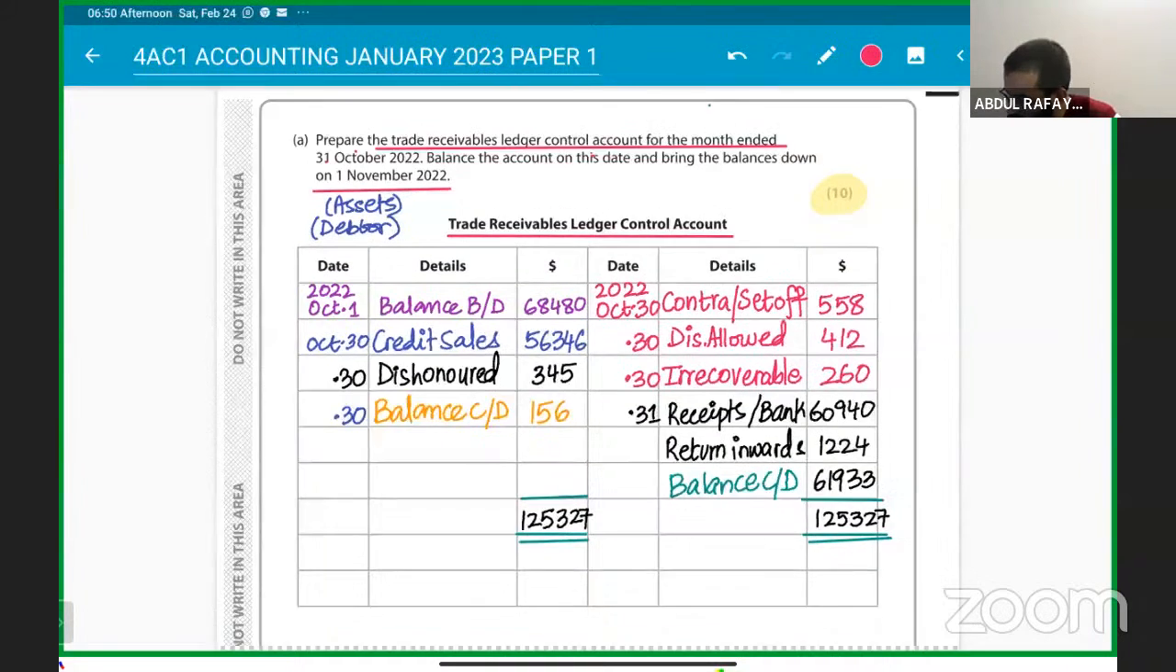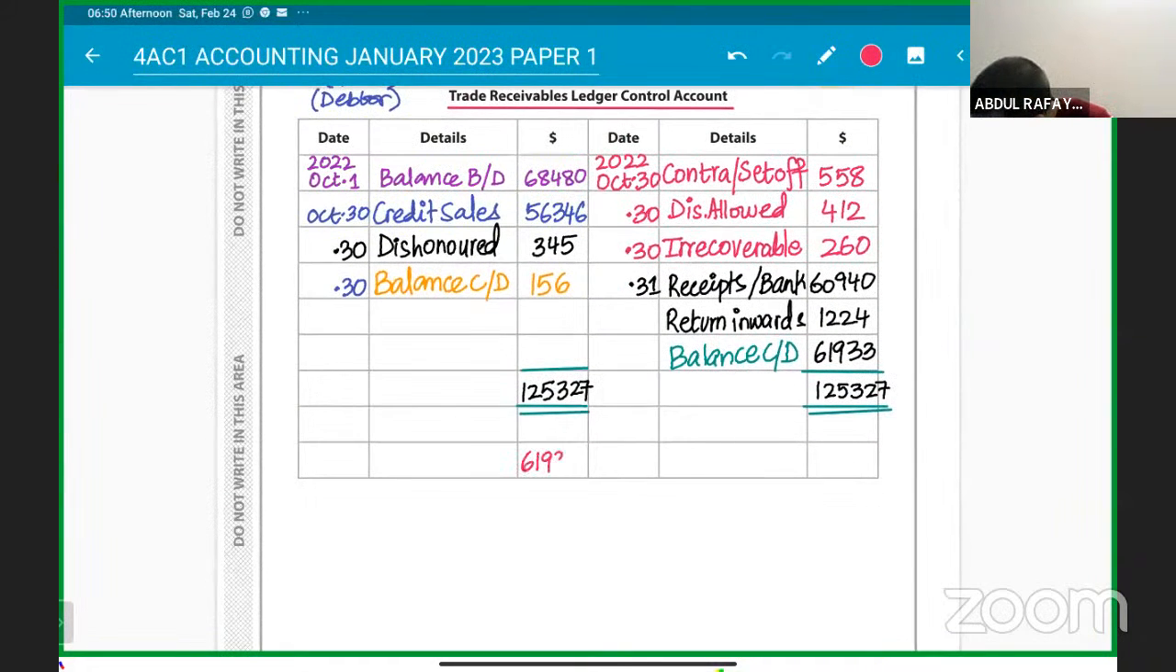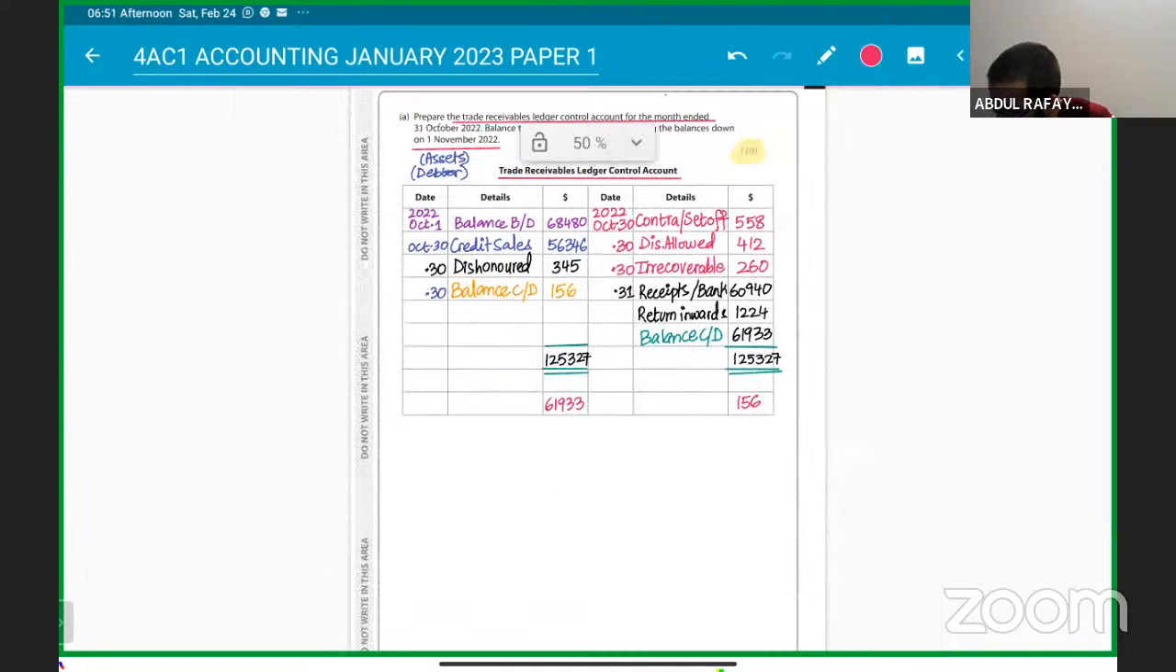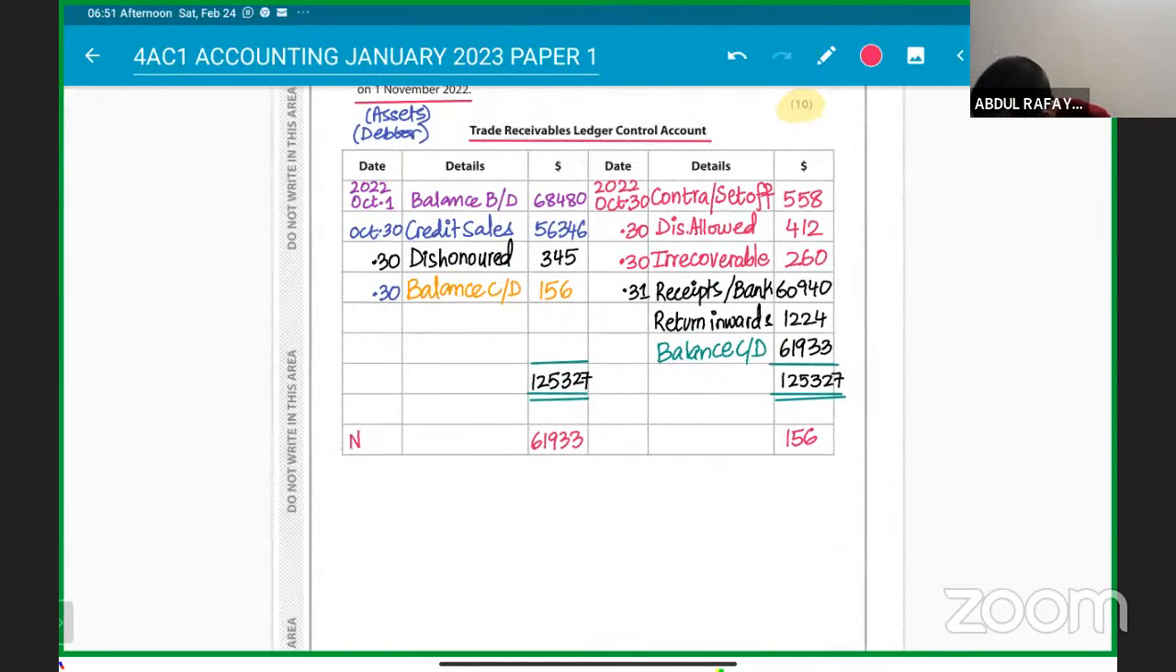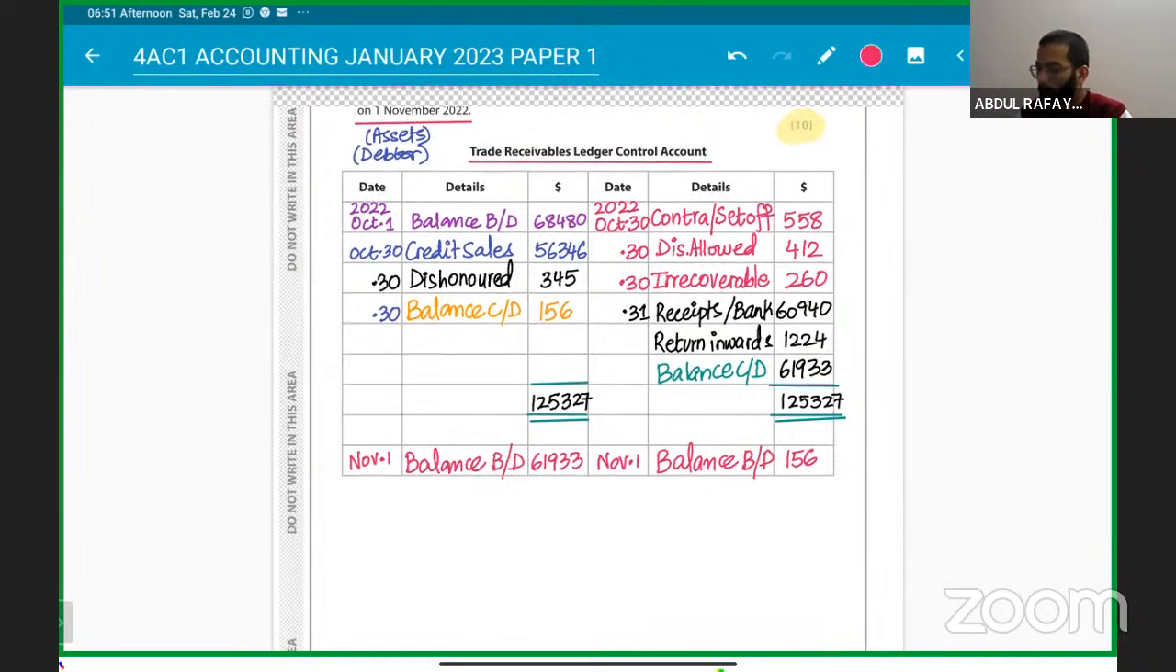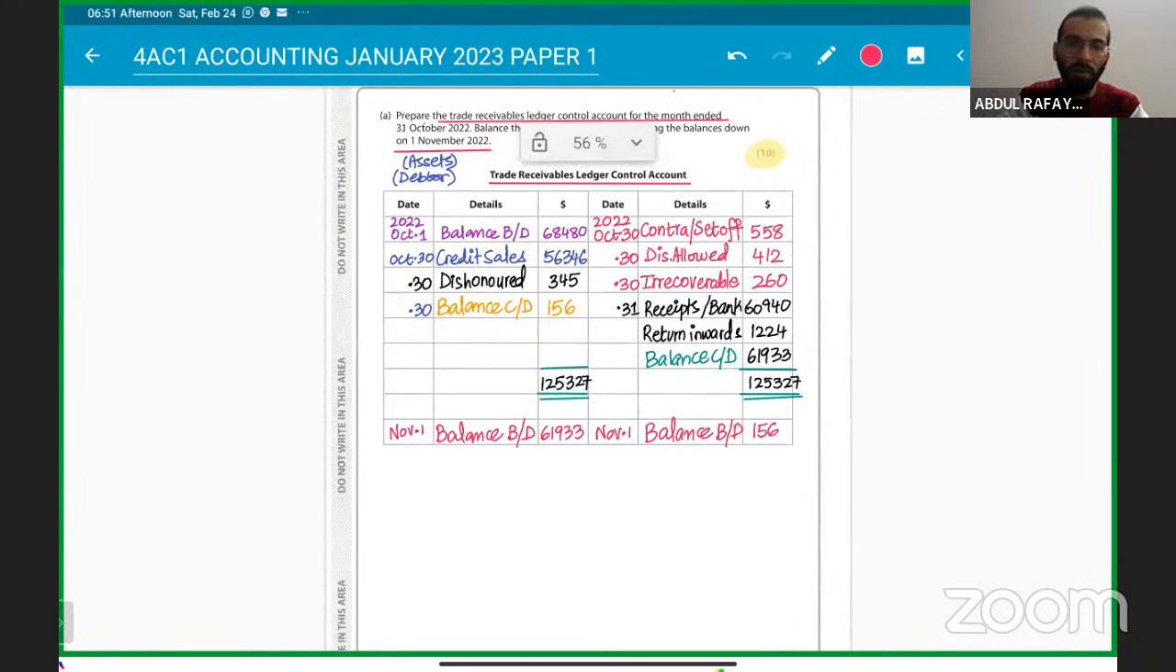The answer will be, sir, 61,933 here, 156 here. This is for the next month's balance, 1st November. Here remains the same. So this is the credit balance, and this is basically the positive balance, the normal opening balance. That's how the trade receivables ledger account is made.